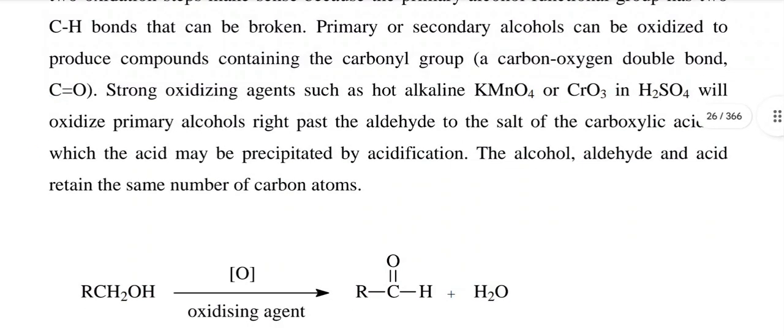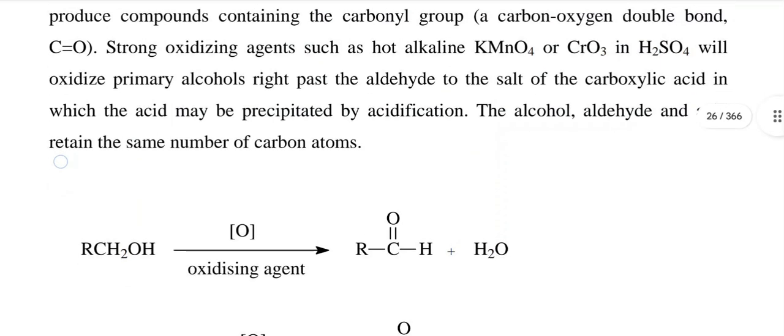Strong oxidizing agents such as hot alkaline KMnO4 or acidic K2Cr2O7 in H2SO4 will oxidize primary alcohol right past the aldehyde to the salt of a carboxylic acid, in which the acid may be precipitated by acidification. The alcohol, aldehyde and acid retain the same number of carbon atoms.